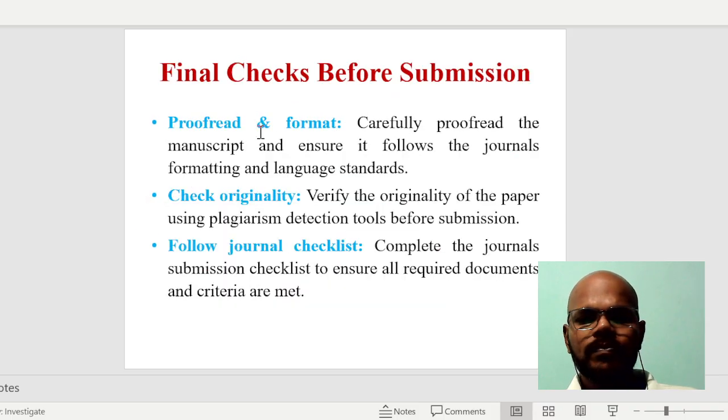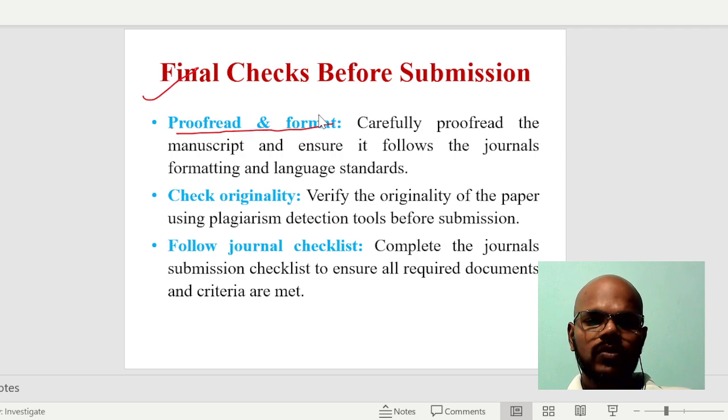Next, if you are submitting to any journal or conference, you have a checklist. The first one is proofread and format. That means you have to read thoroughly two or three times to make sure there is no grammatical mistake, no font issue, no alignment or justification issue. You have to make sure that everything is perfect.